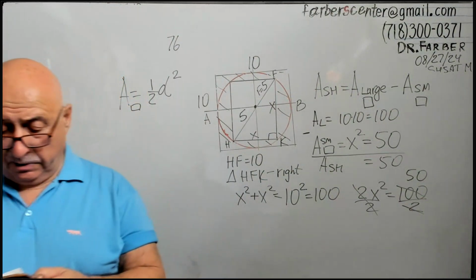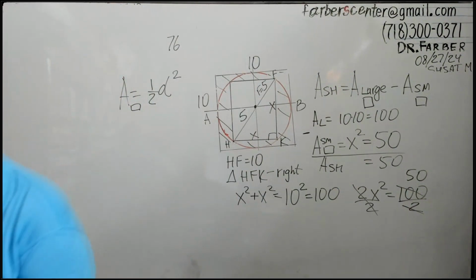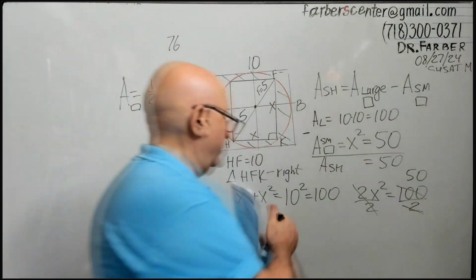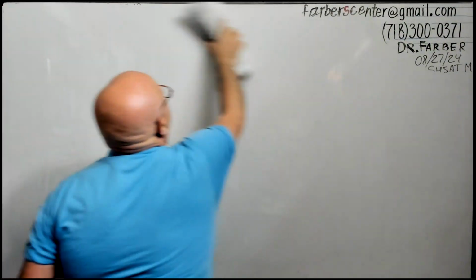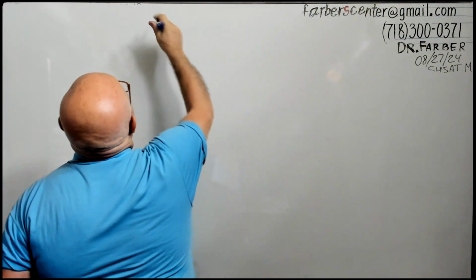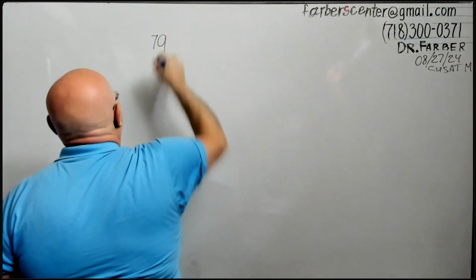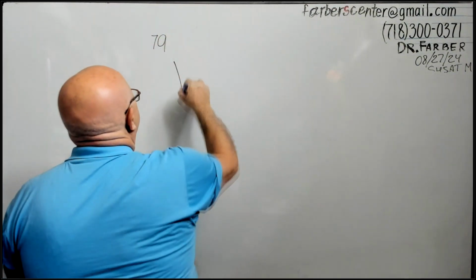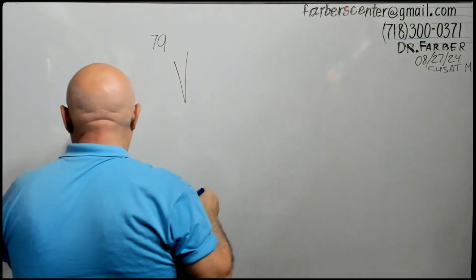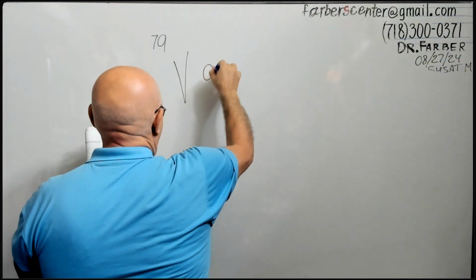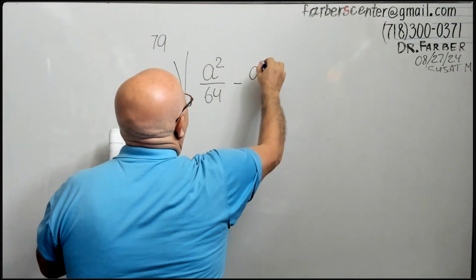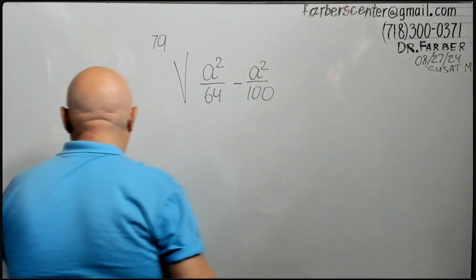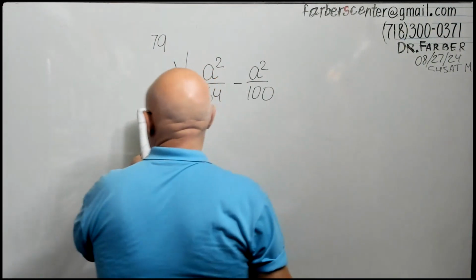Okay, was 76. Now, few students ask 79. In 79, we have square root of a squared over 64 minus a squared over 100, and this equals to, and they provide this one.